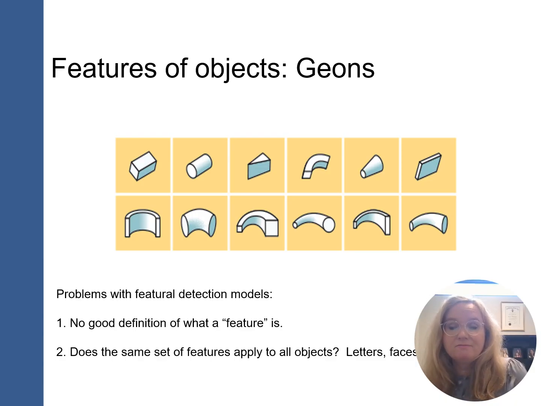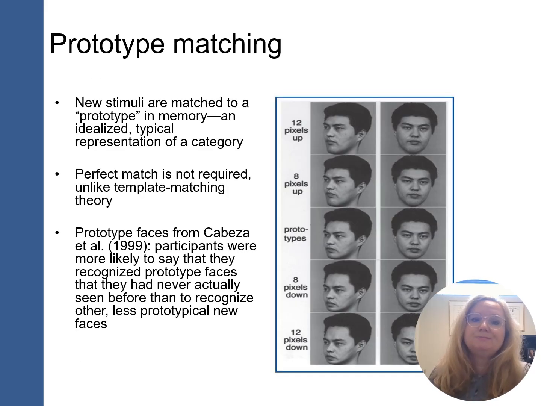So maybe not only just lines, but geons were the idea that we had: rectangular objects, cylindrical objects, cone-shaped objects, things like that. And then we used all those features to build. But some of the challenges of this approach was there's really not a great definition of what these features are. And then, does the same set of features apply to all objects? Letters are one thing, but what about faces and other things?